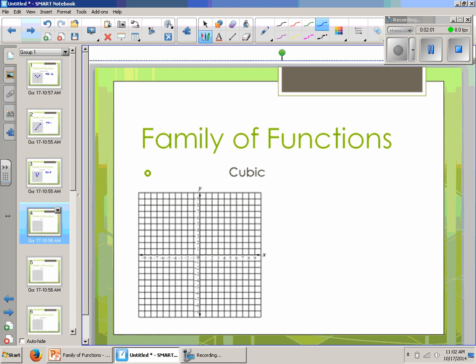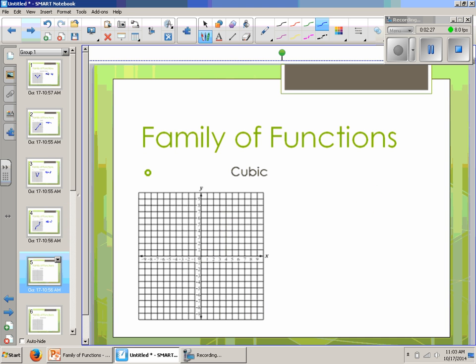Cubic function. Let's look at the equation first. f of x equals x cubed. Highest exponent is 3. Again, I could have things added or subtracted on. Cubic. I have my arrows pointing up and down.